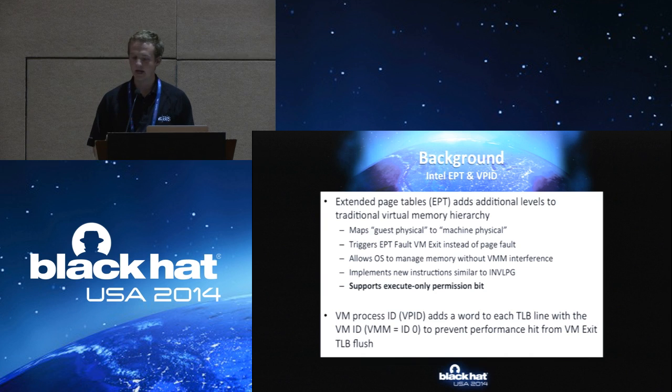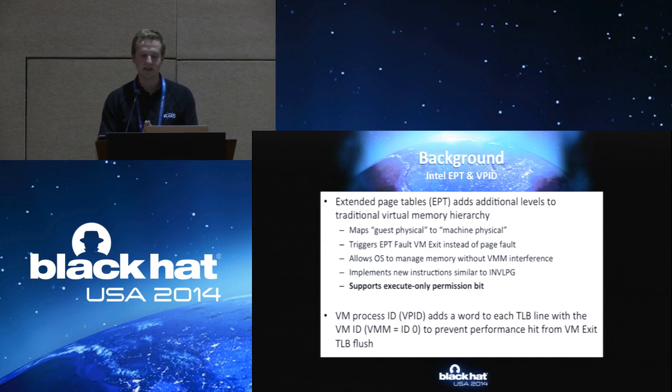The next technology they added is VPID, that's VM Process ID. That extends each line in the TLB with a numeric tag. The VM ID of the hypervisor, the VMM, is 0. Your first guest might be 1, the second guest might be 2, etc. And that prevents the TLB from being flushed every time you switch from the guest to the hypervisor to the guest, or guest to guest.